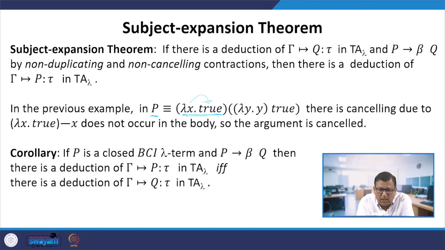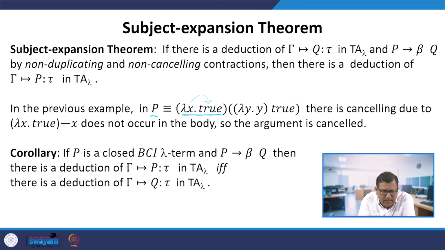If this was not the case and there is no cancelling, then p will have the same type as q. Now, how to guarantee this? For example, when you have studied the BCI lambda term, it says that each variable is used exactly once. That means there will be no cancellation and no duplication. So BCI lambda terms are one class of lambda terms.